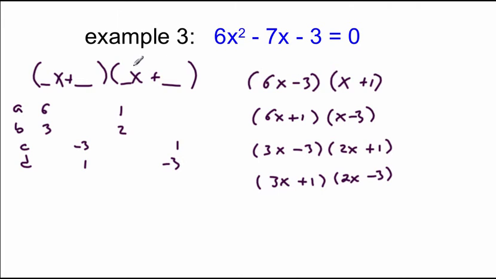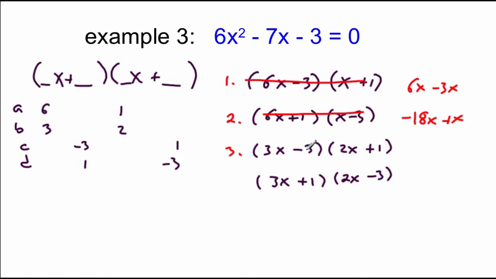Now if I take this first one, we'll call this case 1, 6 times x is going to give me 6x squared, which looks good. Then 6x times 1 is 6x, so I'll get 6x there. Then minus 3x, that would be equal to 3x. Well, that's not what I want, so I know this is not one of my considerations. Case 2, then we have 6x times negative 3, which is negative 18x. Already seems like it's way too big. And then plus x, that gives us negative 17x, so that's out.